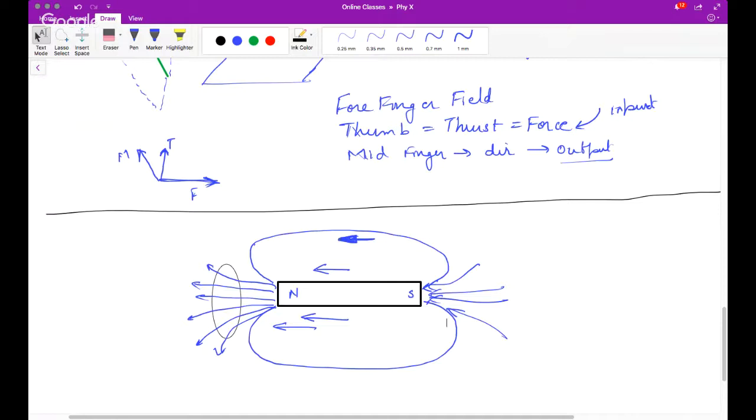Move the magnet in the vertical axis instead of horizontal, then a current will be induced, right? What if we move the magnet in the vertical axis? Okay, then current will be induced.